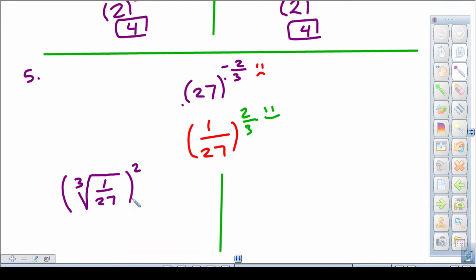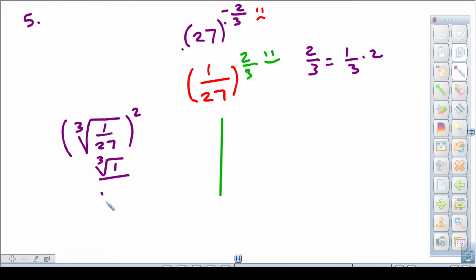Why did you know that, Armani? Well, I looked here. 2/3 again is the same as 1/3 times 2. And the 1/3 is a cubic root. I took the cubic root, and what's left is a 2. So now this is a cubic root of 1 over the cubic root of 27. Just split the cubic root to the top and bottom. You still are raising it to the second power.